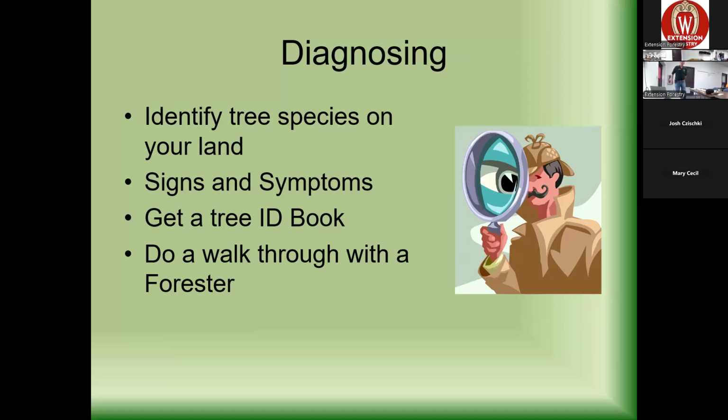Signs and symptoms. Being able to see when something's wrong with your trees. And again, that goes back to that healthy. You may know what a healthy tree looks like. So when you start to see some other things going on, leaf discoloration, leaves falling, cankers, a whole wide range of problems that trees might get. Get a tree ID book if that helps you identify the trees. That's a good place to start. Or do a forest walkthrough with your local forester. And that's a good way to learn what trees you have on your landscape.